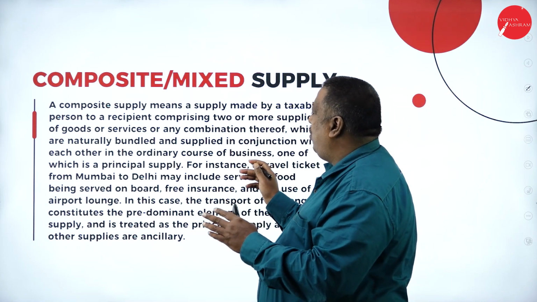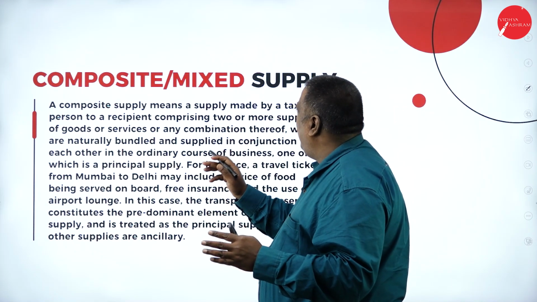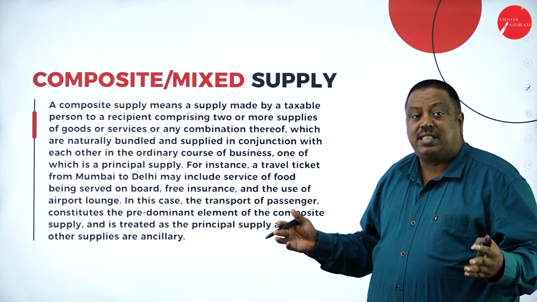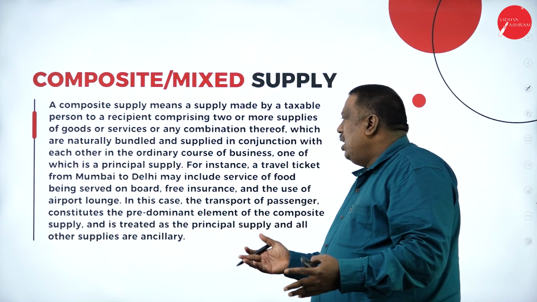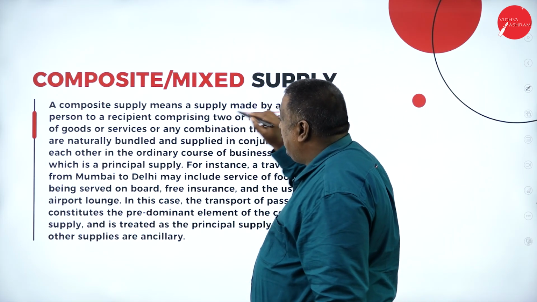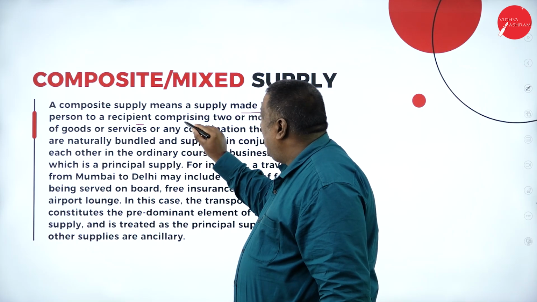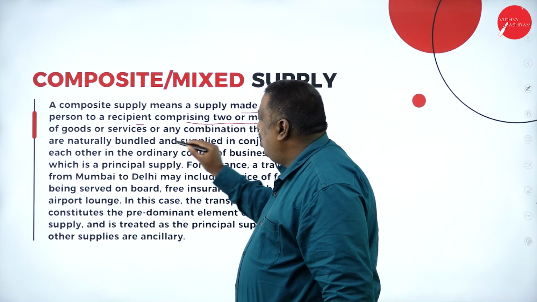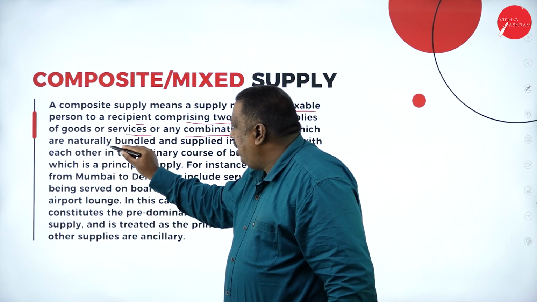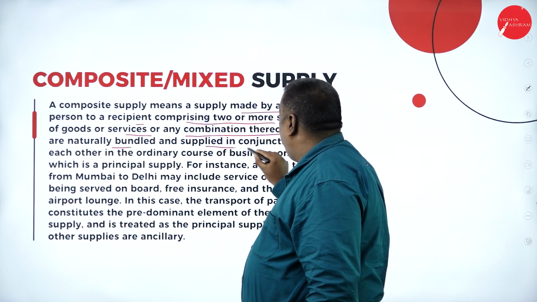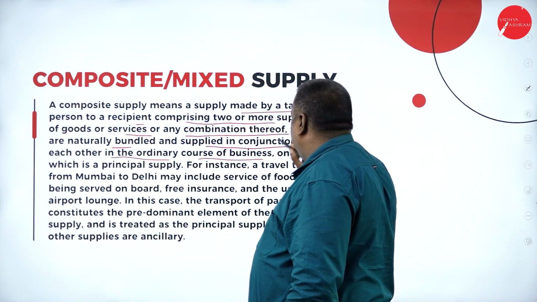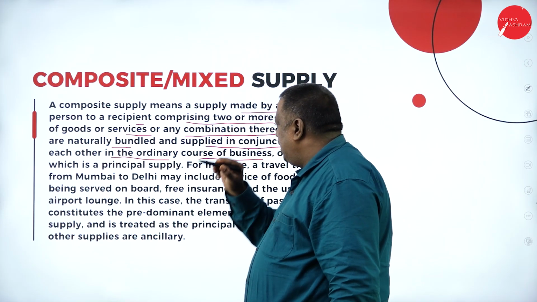Now the next concept we have here is composite supply and mixed supply. Which is called composite supply or which is called mixed supply in our business sector. For example, composite supply means a supply made by a taxable person to a recipient comprising two or more supplies of goods or services or any combination thereof, which are naturally bundled and supplied in conjunction with each other in the ordinary course of business, one of which is the principal supply.